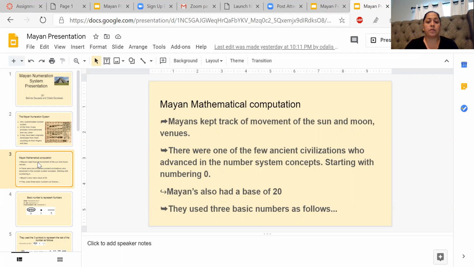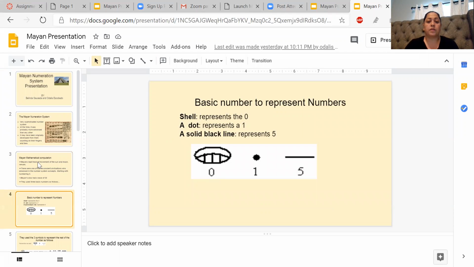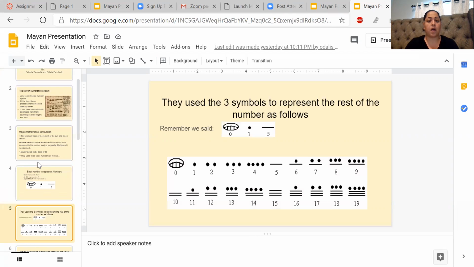They also used a base 20, and they used 3 basic symbols as follows. The number 0 was represented by a shell. Number 1 was represented by a dot, and a solid black line represented the number 5.